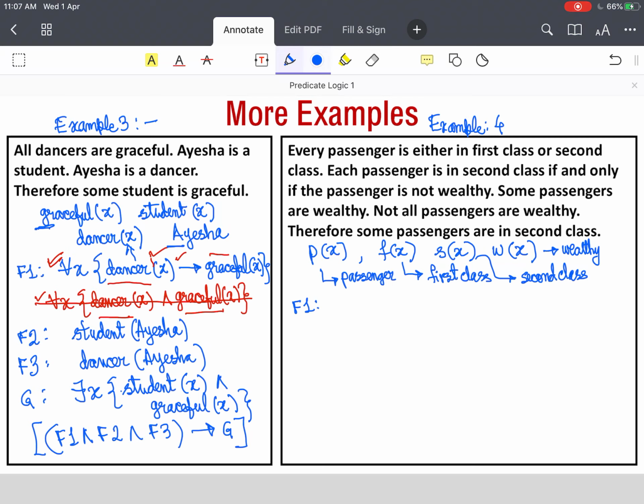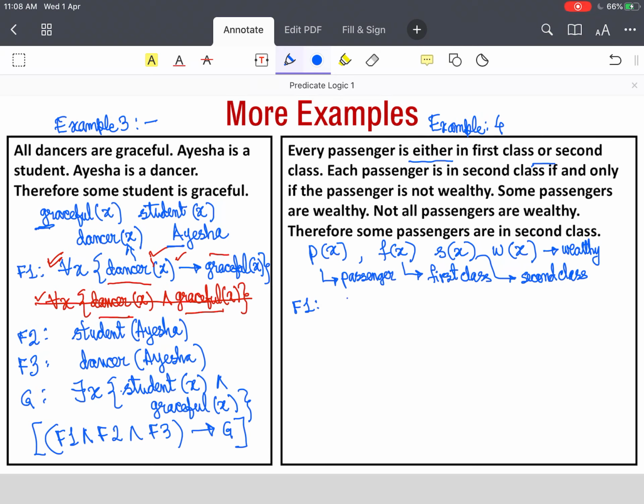How do we code our first sentence? Our first sentence is very interesting because it talks of either. Now there are two ways of doing either. So it talks of either and or. There are two ways of doing it. One is we could use what is called an inclusive or. The other we could use what is called an exclusive or.